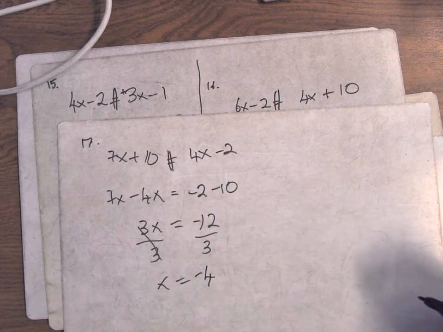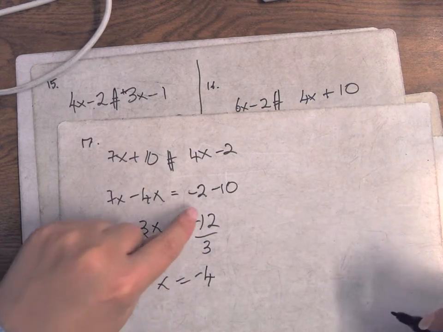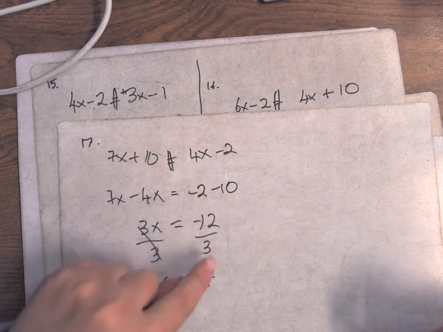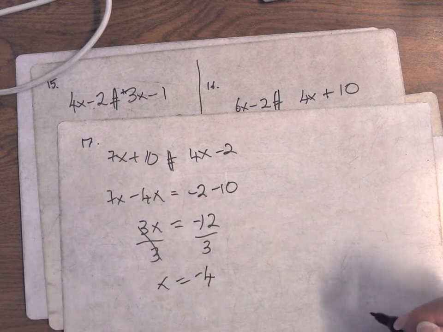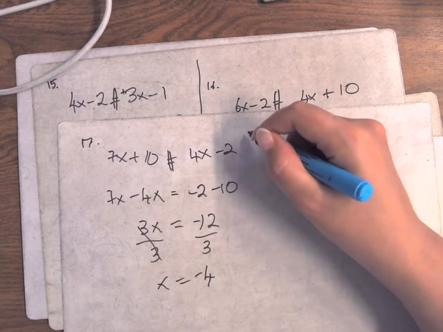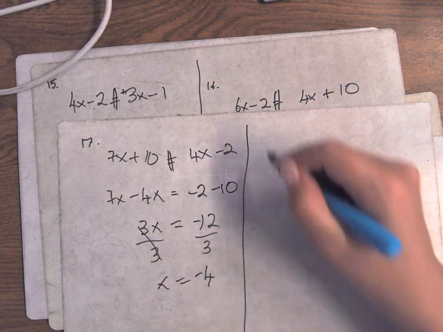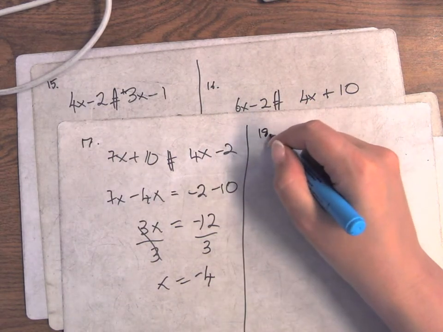Okay, and don't be afraid to use your calculator to do the -2, -10 and the -12 divided by 3. That's why we give you a calculator, because we expect you to use it. Right? Okay, very good. Okay, and 18 is the last one.